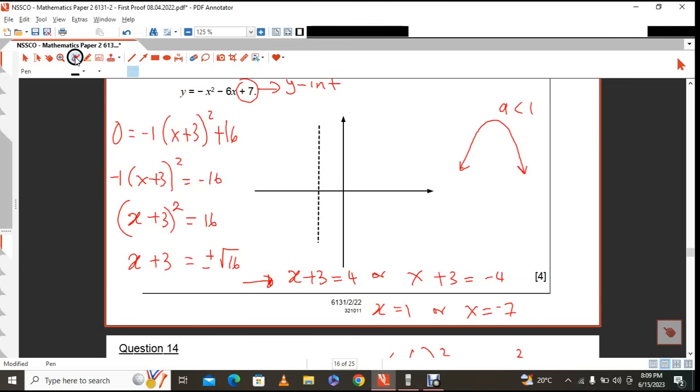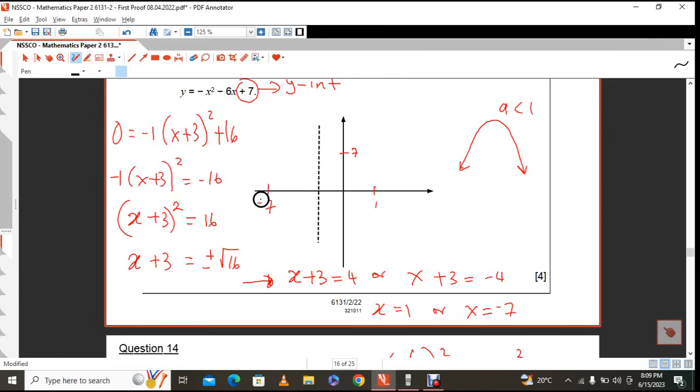So my axis of symmetry, negative 7 will be over here, and 1 will be over here. And let's suppose 7 over here. So it's for me now to draw the graph in there. So you will now know, wait a minute, it's halfway, so the graph is going to go all the way. So it's kind of difficult. But I'm just going to move my points anyway.